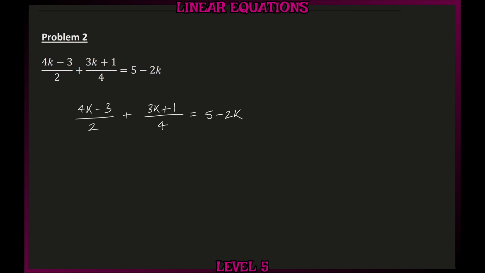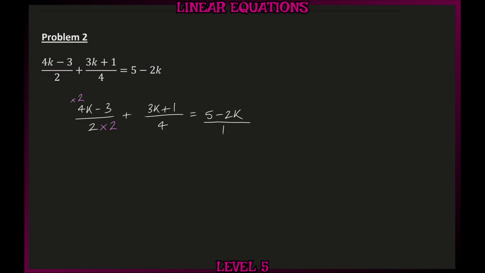And on the right, although we don't have a fraction, we can write this as 5 minus 2k over 1. And we can now see that 1, 2 and 4 are all factors of 4. So this means we can make all their denominators equal to 4. So starting on the left, we can multiply 2 by 2 to give us 4, and we need to make sure that we do the same to the numerator.